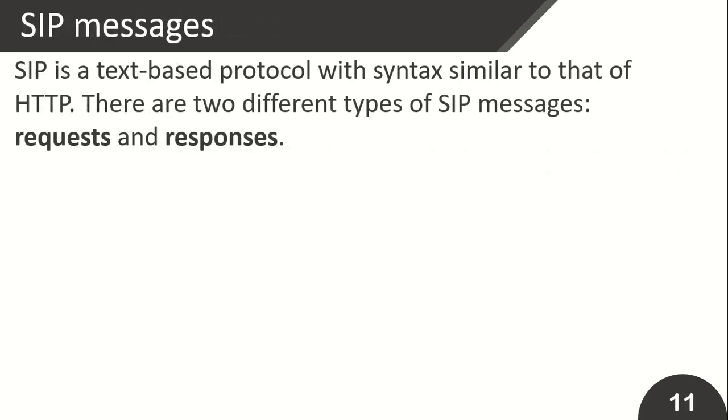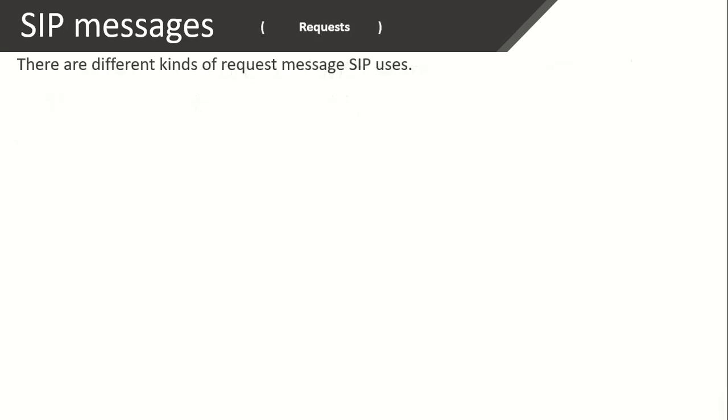Now, SIP messaging. SIP is a text-based protocol, with syntax similar to HTTP. There are two different types of SIP messages: one is the request type and the other is the response type. In the request type, there are different kinds of request messages.